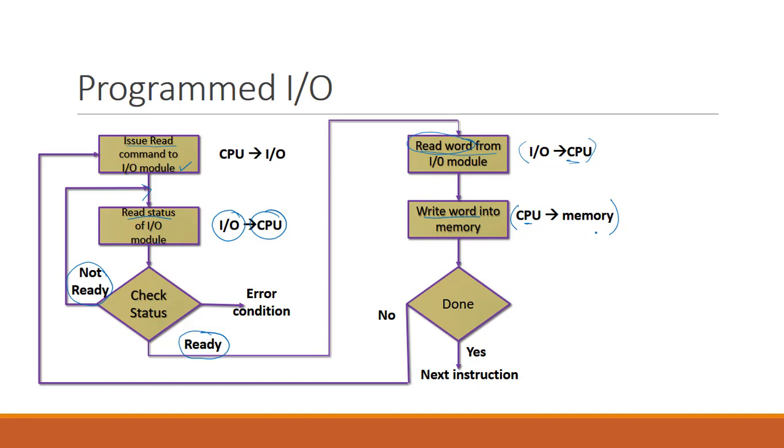When the data transfer is completed, the CPU checks the program counter for the next instruction. As we know, the program counter stores the address of the next instruction. If the data transfer is not completed or not successful, the CPU issues a read command to the input output module again. So this is how programmed IO works.